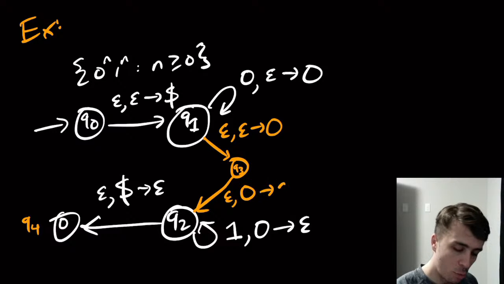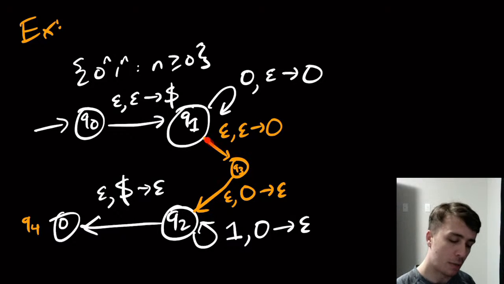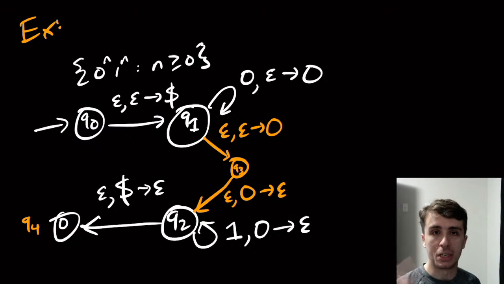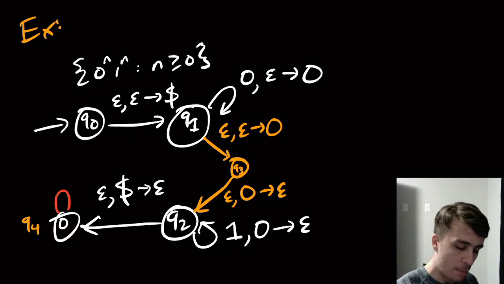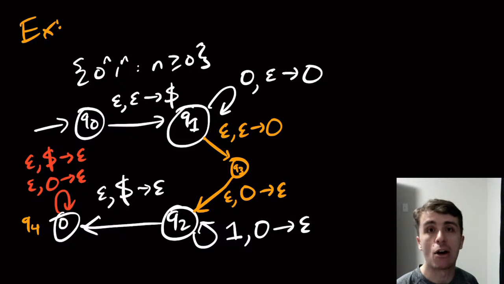By doing this, I'm effectively doing what the original transition did, which was do nothing to the stack. Here it's pushing something on, popping it back off, and so we get the right behavior here. Okay, and then we also need to have self loops on the single final state where we pop every single symbol off the stack. So we have epsilon, $ goes to epsilon, and epsilon, 0 goes to epsilon here. So this is just ensuring that the stack can now actually be emptied.